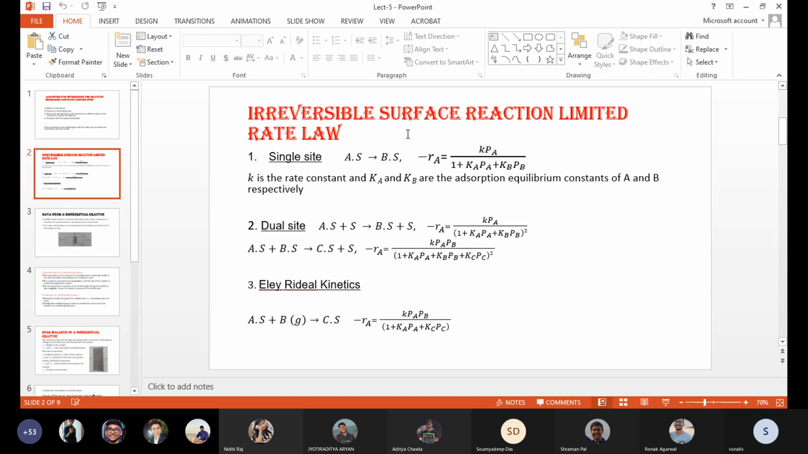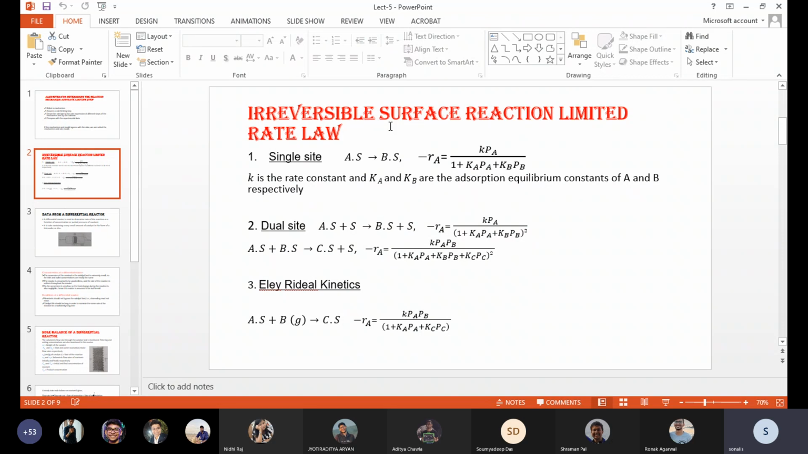Now, here you see, I have already said there are different types, you can say ways, of adsorption. One is single site adsorption, another one is dual site adsorption. Depending on the type of adsorption, the adsorption limited or reaction limited or desorption limited, whatever it is, the rate expression will be different.